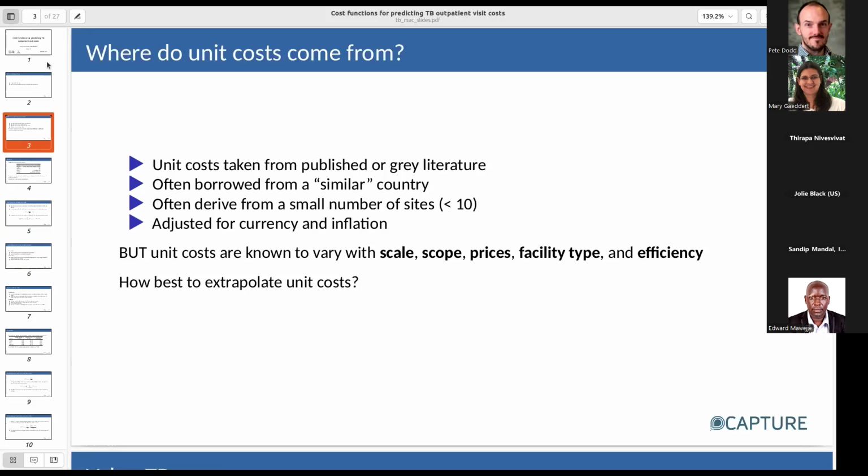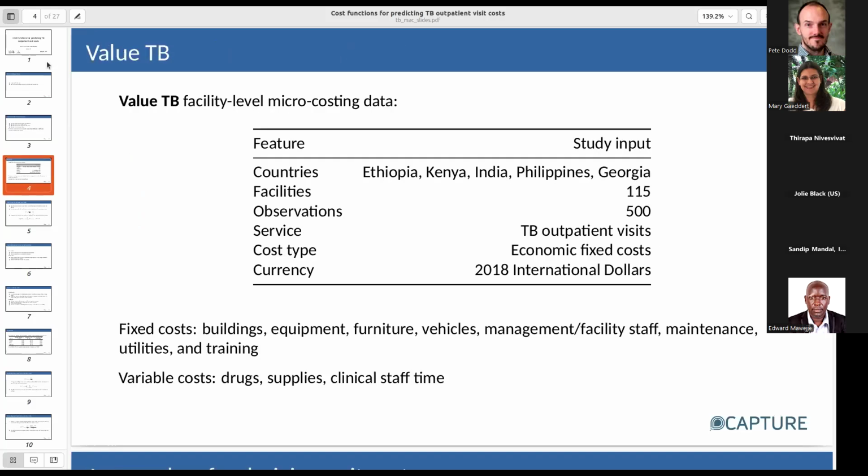And this is despite the fact that we know that unit costs vary quite a bit across settings and contexts. So they vary with the scale of the intervention, the scope, so what other services are offered by the facilities that are also doing TB services, local input prices, of course, types of facilities, efficiency, and things like that. So my work has been looking at the question of how to best extrapolate unit costs from secondary data. And to do that, I've been using a data set that probably a lot of people are familiar with, which is the Value TB costing database.